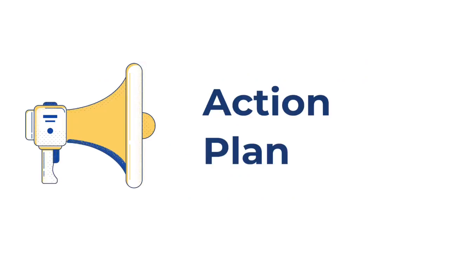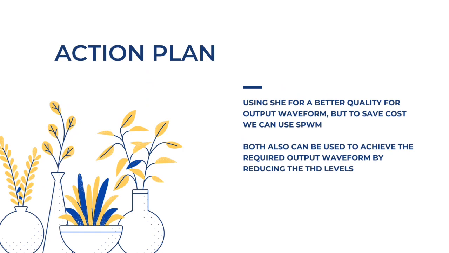Let's have a look at the action plan. Now, based on the article from the International Journal of Engineering and Technical Research titled Simulation and Design of a Single-Phase Inverter with Digital PWM Using an Arduino Board, to achieve a better quality of waveform, SPWM and SHE techniques can both be used to reduce the harmonic distortion. We can use SHE for a better quality output waveform. But if you want to save cost, we can use SPWM. Both can be used to achieve the required output waveform by reducing the THD levels.